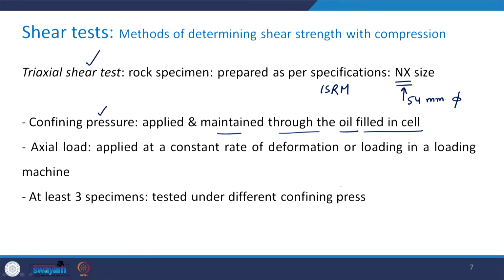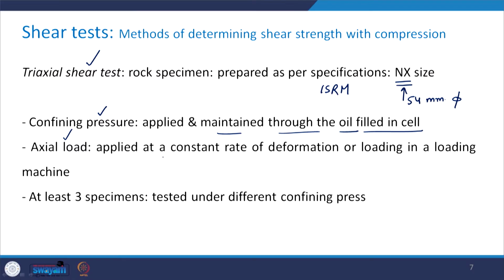Now, if you compare this triaxial shear test for rocks to that of the soil, in case of the soil, this confining pressure is applied and maintained through water. See, the shear strength of the rock is much larger as compared to that of the soil, and water will not be able to apply that much of the confining pressure which is needed in case of the rock samples. That is the reason that we apply this confining pressure through the oil that is filled in the cell rather than water.